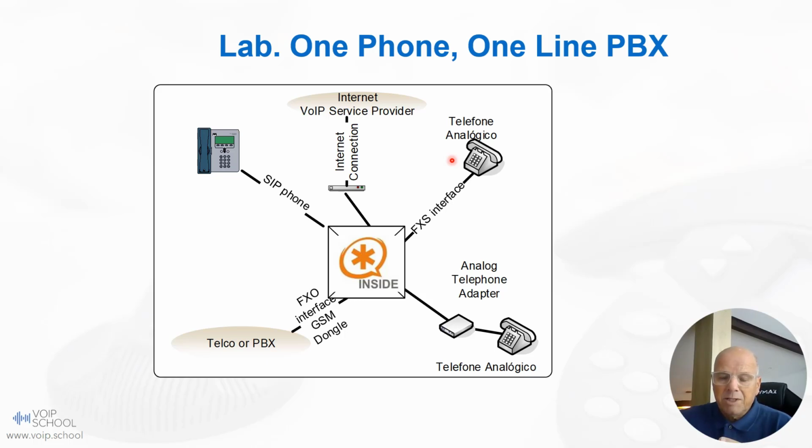And then you need phones to connect to this PBX. For phones connected to the PBX, you can use a SIP phone, you can use a soft phone, you can use a phone connected to an FXS interface in a card in a server, and you can use analog phones and so on.